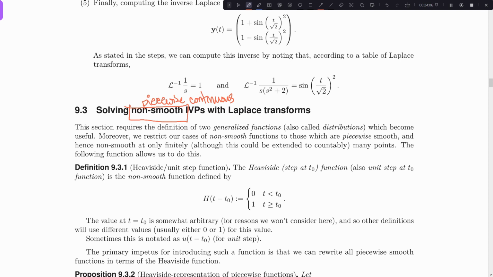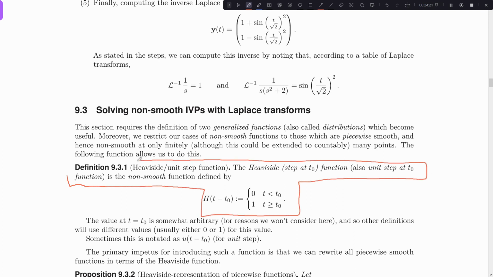So we're going to have functions that are discontinuous at finitely many points, and we're going to actually be able to solve differential equations against those functions. So to start here, I want to talk about the Heaviside step function, or some people will call it the unit step function. And I'm giving it the name capital H.